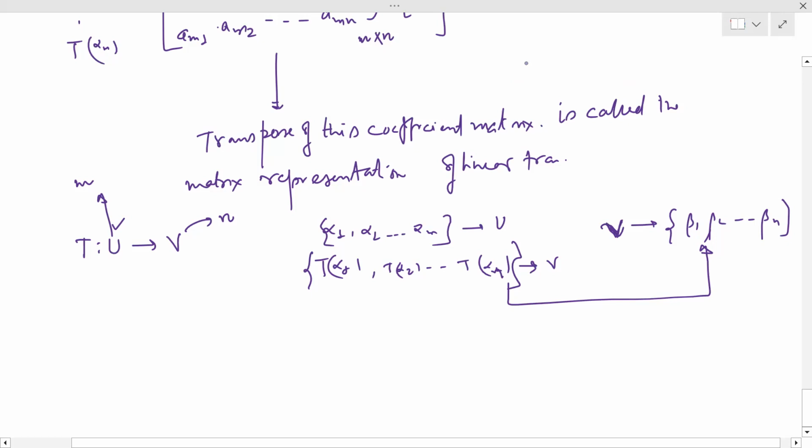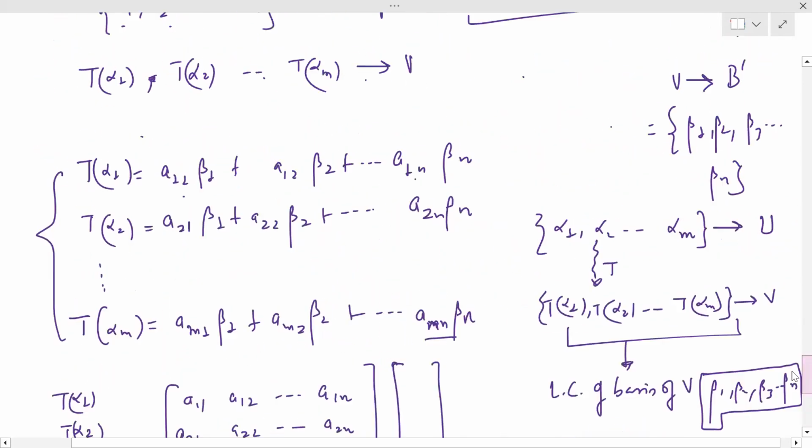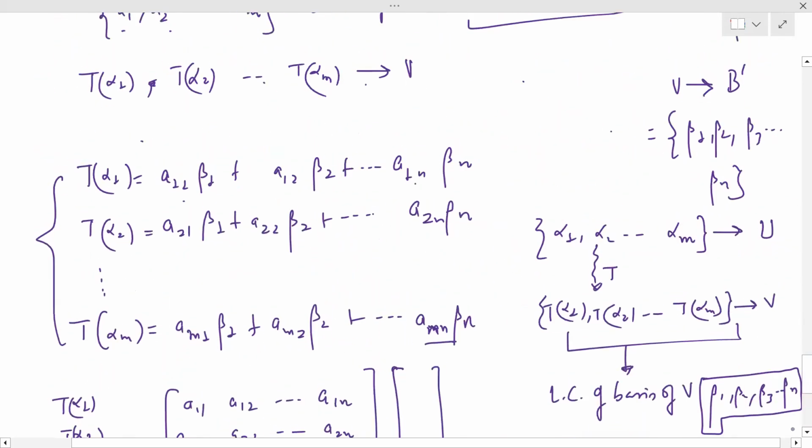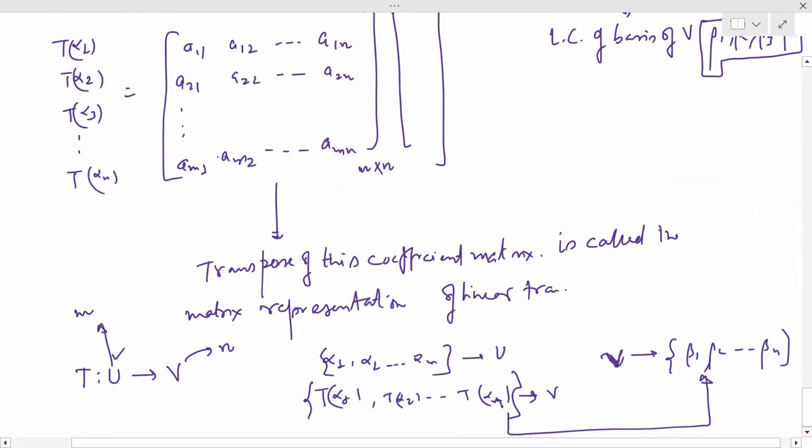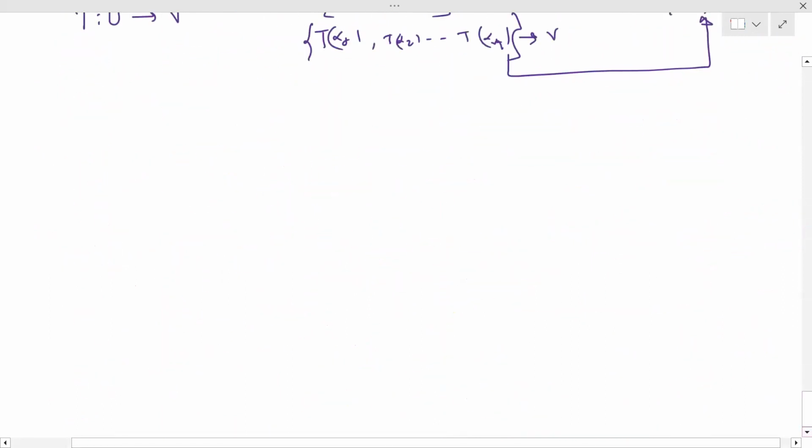If I relate both of them, I get a coefficient matrix, and I forgot to tell you in the last class that you have to take the transpose of this matrix. The transpose of this matrix will give you the matrix of the linear transformation. So let us do one question, and then you'll be able to understand all over again. This is an important concept. Please do remember, you cannot skip this concept.